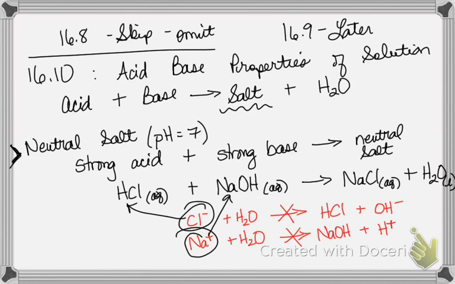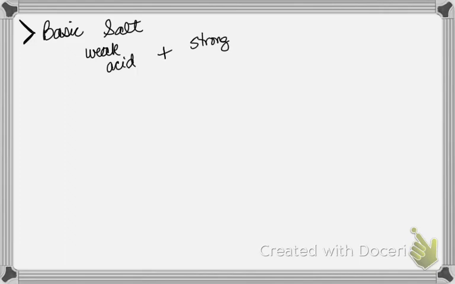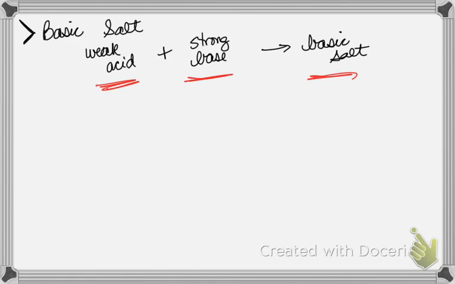Next, let's talk about a basic salt. Well, a weak acid plus a strong base produce a basic salt. Now, it's normal to say, well, if the acid's weak and the base is strong, then the fact that the salt is basic makes sense because the strong base is stronger. But this strong base is not why the salt is basic.